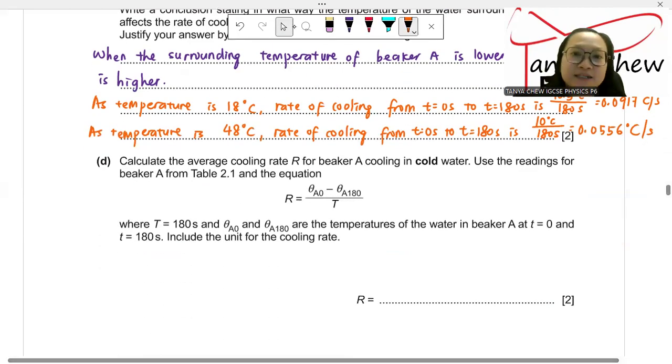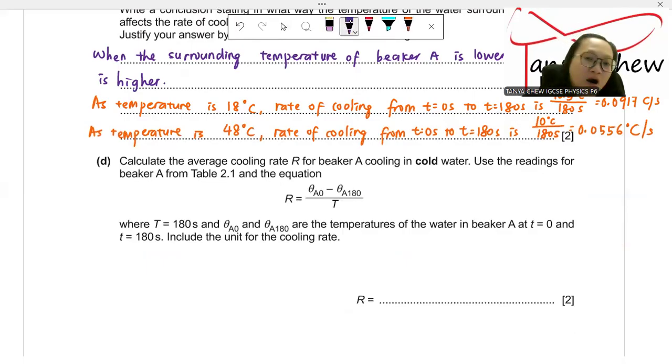Now, D, calculate the average cooling rate R for beaker A cooling in cold water. Use the readings for beaker A from table 2.1, and the equation R is equal to theta A0 minus theta A180 divided by T, where T is equal to 180 second. Theta A0 and theta A180 are the temperatures in the water in beaker A at T equal to 0 and T equal to 180 second. Include the unit for the cooling rate.